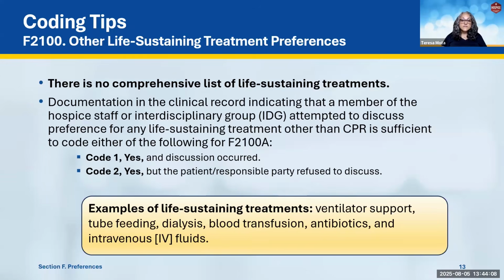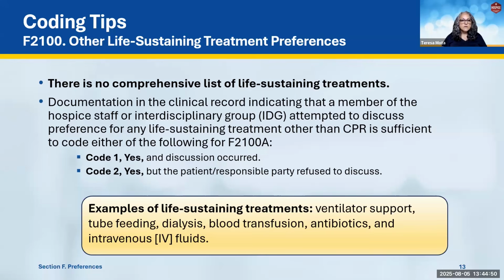For F2100 other life-sustaining treatment preferences, note that there is no comprehensive list of life-sustaining treatments. And to reiterate for this item, you'll need to ensure that there's documentation in the clinical record that there was a discussion or attempted discussion with the patient and/or responsible party about the patient's preference for any life-sustaining treatment other than CPR, and to code either that the discussion occurred or attempted, but the patient or responsible party refused to discuss. The yellow box on this slide lists a few examples of life-sustaining treatments, such as ventilator support, tube feeding, dialysis, blood transfusions, antibiotics, and intravenous or IV fluids.